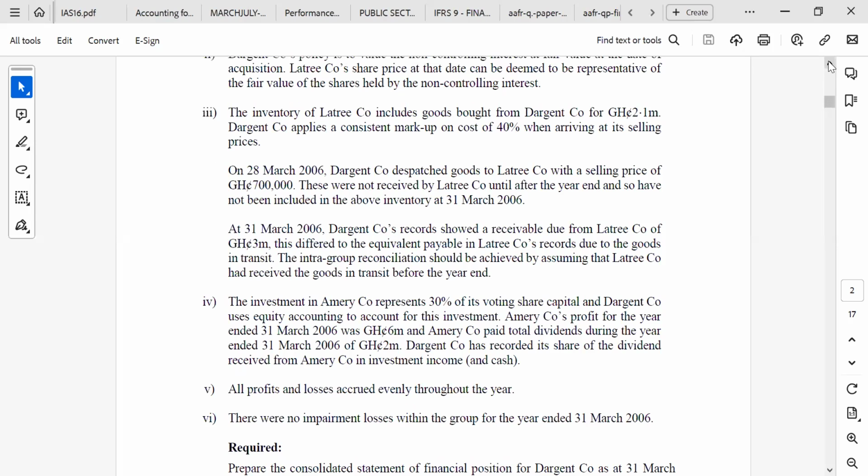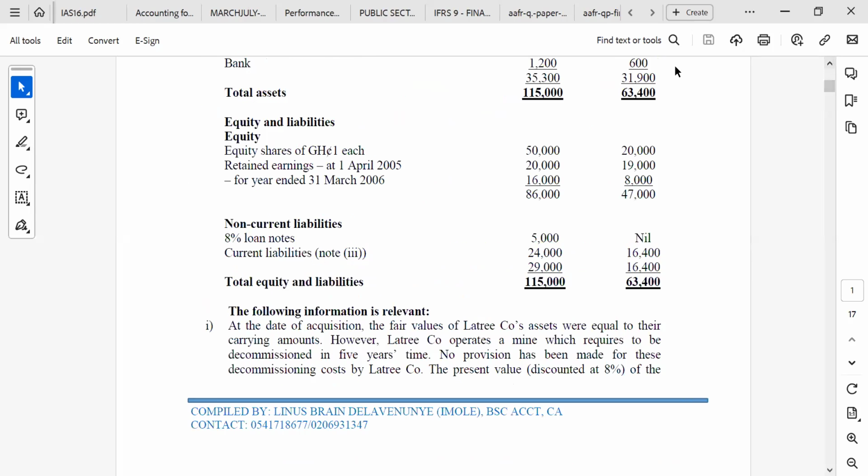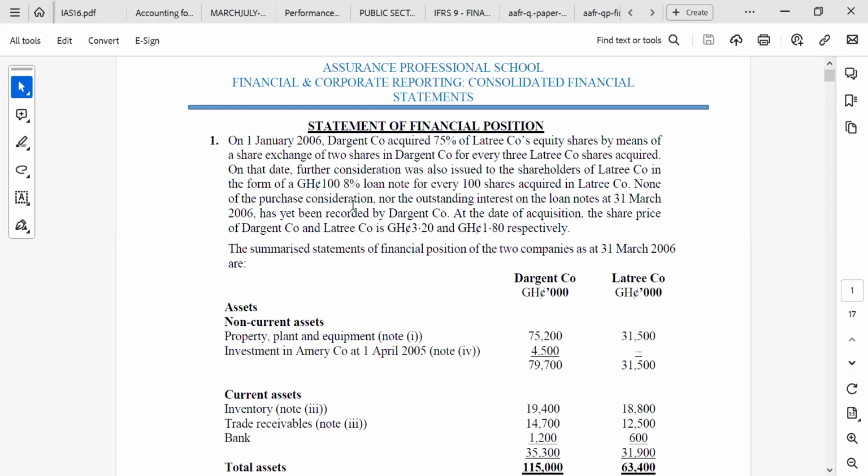So let's go to the next, the purchase consideration. Since we are done with this one, the next one is what? A further consideration was also issued to the shareholders. Yes, Naibi. Hello, sir. I was asking, with the equity shares, even if the question did not tell us that it has not been recorded, you still have to add it to the equity share, unless you have been told that this has been recorded already. So if it's silent on it, we have to add it. It has not been recorded.